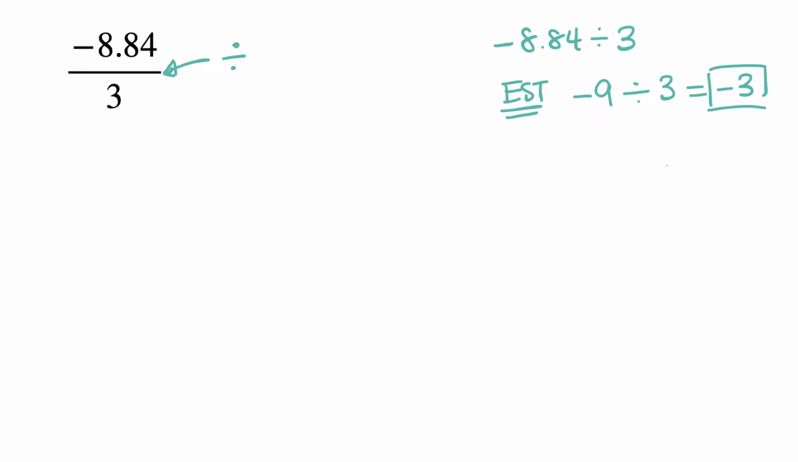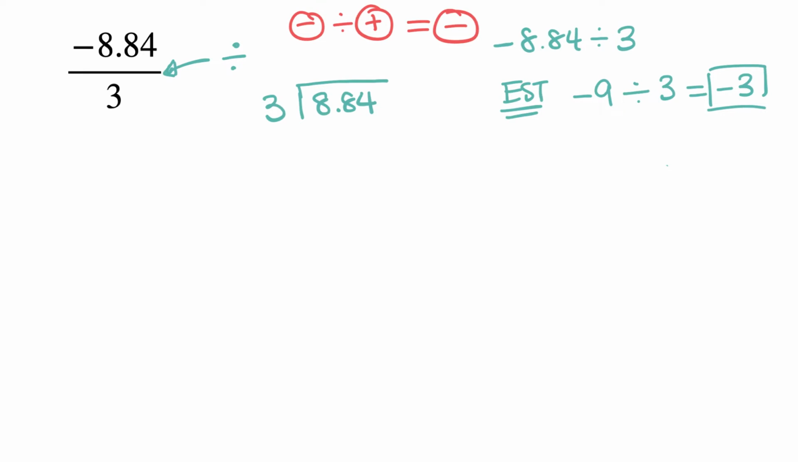So now I'm going to set up my problem, and I'm going to do this using long division. The number inside is going to be 8.84, and the number outside is going to be 3. Before I start, I can look at my problem. I've got a negative number divided by a positive number, so my answer is going to be, that's right, negative. Since I know my answer is already going to be negative, I'm not going to incorporate any signs into my arithmetic part here. I'm just going to do positive numbers.